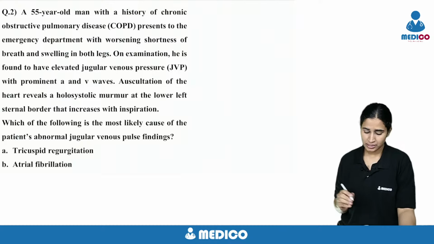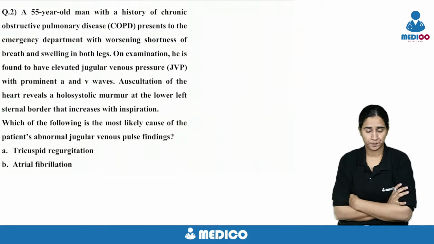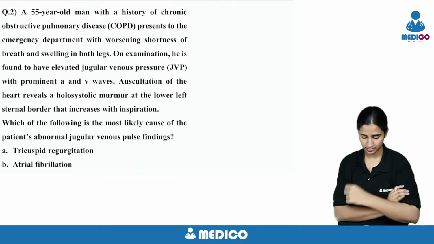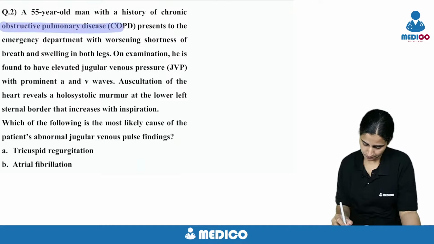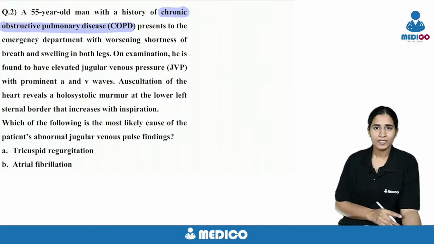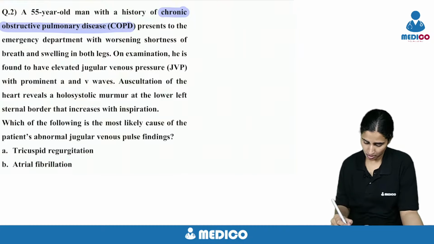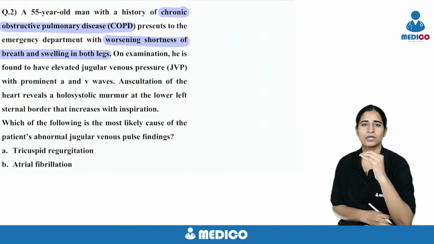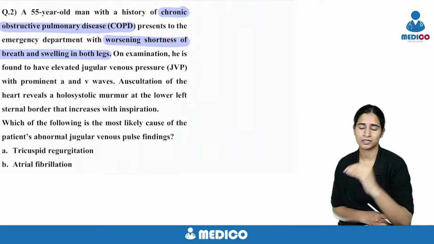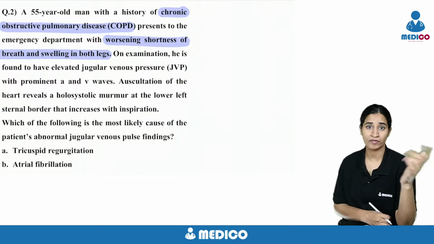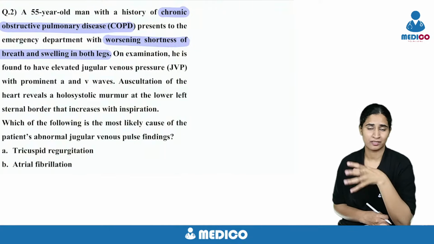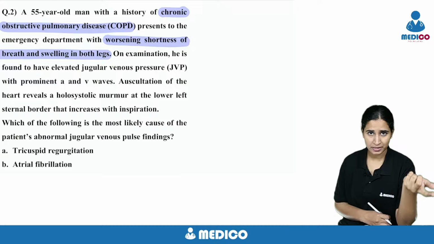So this question is a 55-year-old male with a history of COPD, chronic obstructive pulmonary disease. Now he has come to the emergency with worsening shortness of breath and swelling of both legs. So a case of COPD with shortness of breath and pedal edema, the first thing I will be thinking of is right heart failure, because chronic lung disease can cause cor pulmonale, right heart disease. So the first thing I'll be thinking about that.